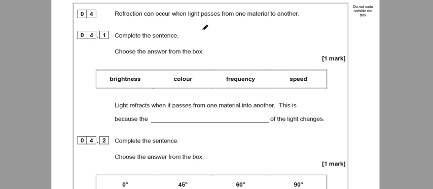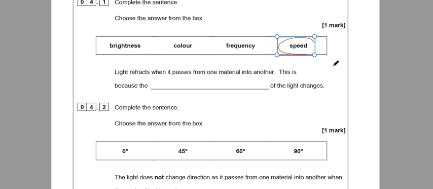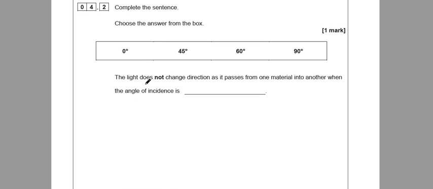Refraction can occur when light passes from one material to another. Complete the sentence: light refracts when it passes from one material into another. This is because the light changes speed. Light doesn't change direction as it passes from one material into another when the angle of incidence is 90 degrees.